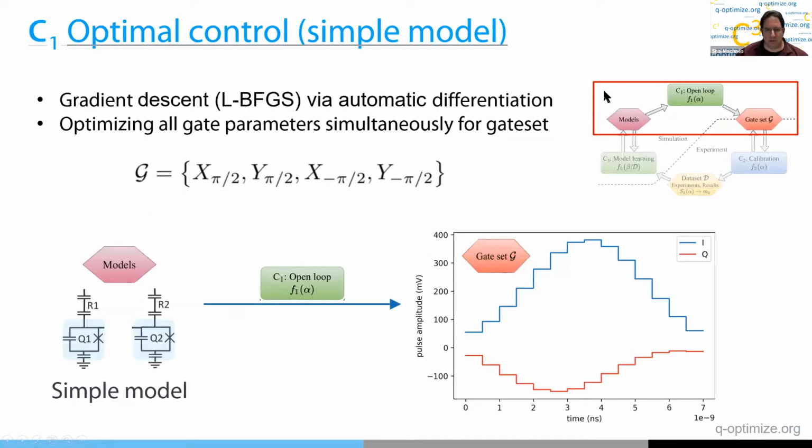Okay, so first we do the very simple thing. We take the model, based on the model, we do some open loop optimal control, and we get a gate, right? This is the in-phase and quadrature components of the controls. Okay, that's kind of pretty standard.